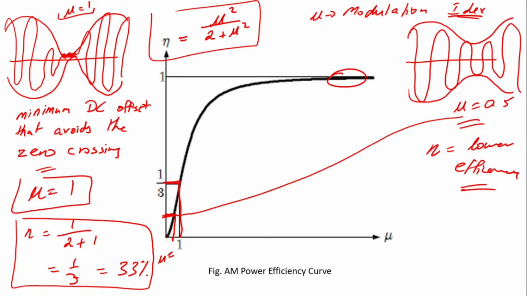Now in this region where the power efficiency is 1, this is the case where we have the double sideband suppressed carrier. That is, we are not transmitting any power in the carrier, right? So we are in this region.